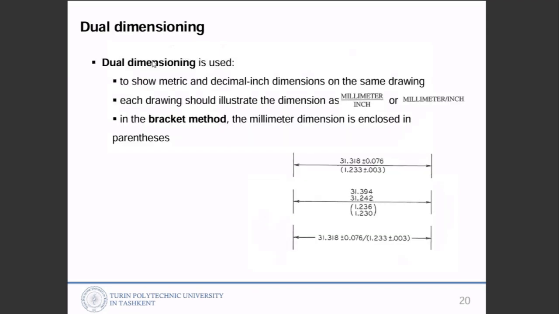So, dual dimensioning. Dual dimensioning means you can use both units of measuring, like millimeter and inches. Millimeter dash inch, millimeter over inch. On the upper side millimeter is given, and on the bottom side inches are given in brackets, or on the upper side millimeter and below inches. On the left-hand side of the slash is millimeter, and on the right-hand side inches, in brackets.